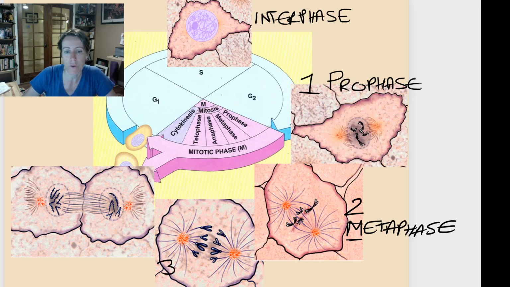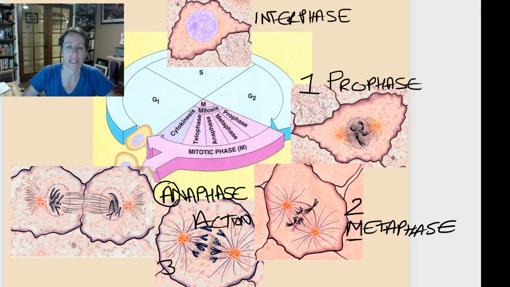This is what we call anaphase. And this one is also very easy to spot. If you could see it, I'm going to write it up here instead. Anaphase. This one's easy to spot because A for anaphase, A for action. There's a lot of action in anaphase.